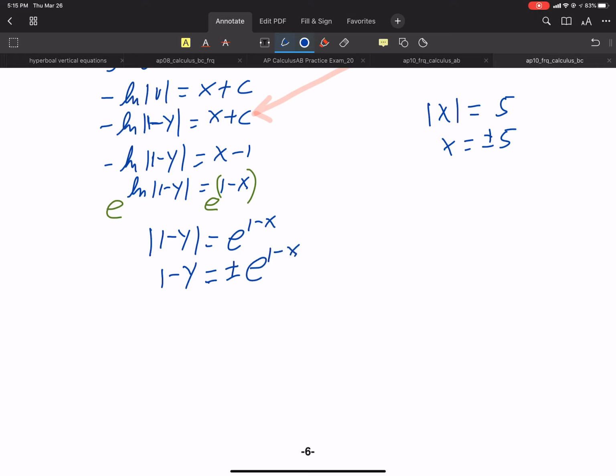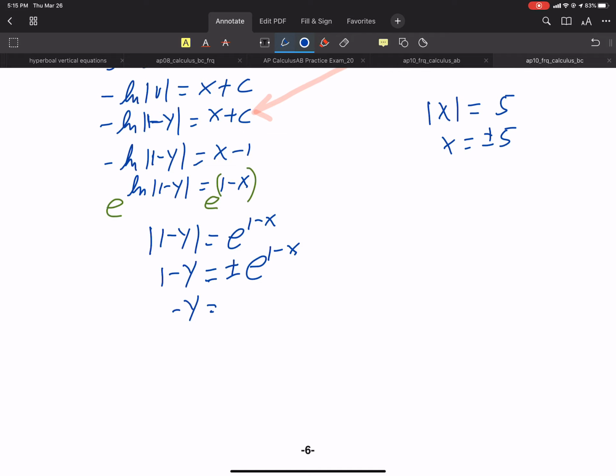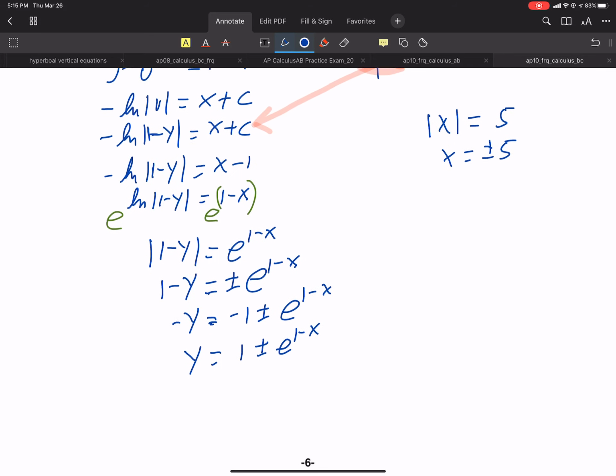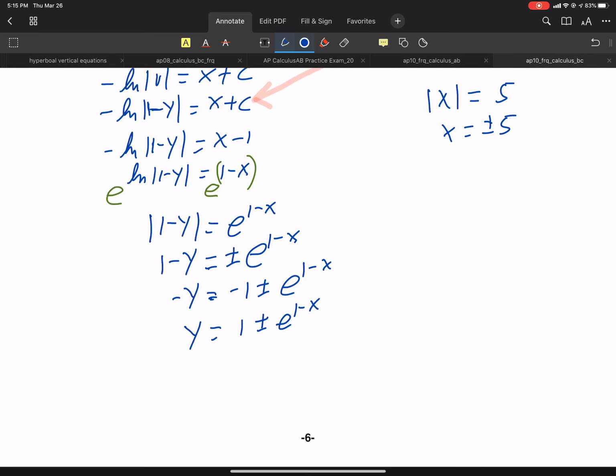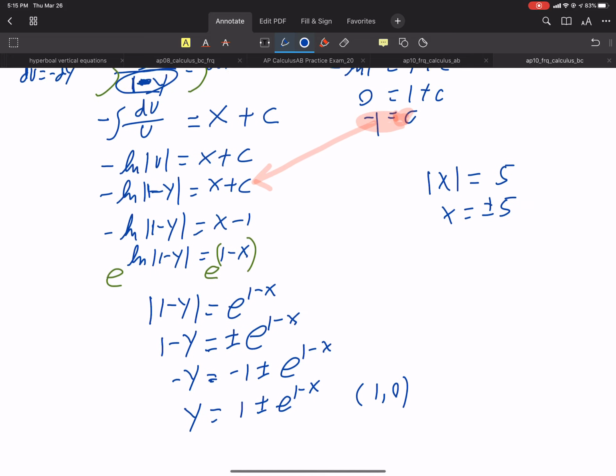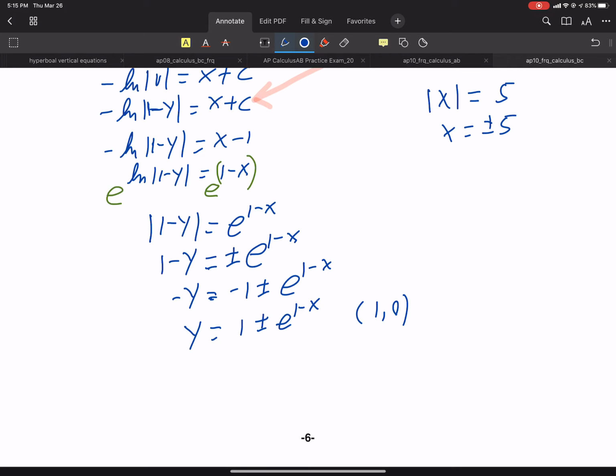Now, we'll have to figure out the plus or minus here shortly, but now I'm going to subtract 1 from both sides. Then multiply both sides by negative 1. Now, we can't have both the plus and the minus. Here's where our initial conditions come into play. We know the point 1, 0 must be a solution to this. So we're going to plug in 1 for x, and y must be 0.